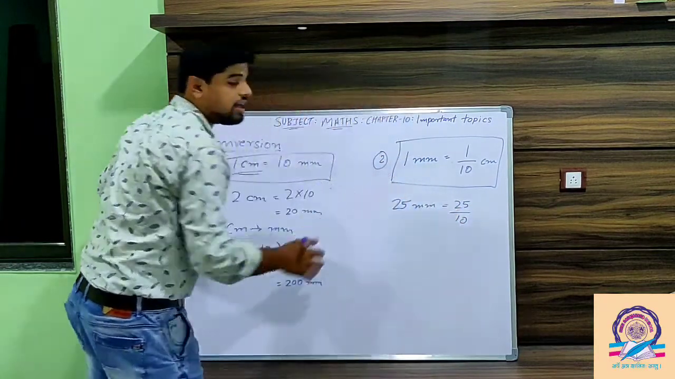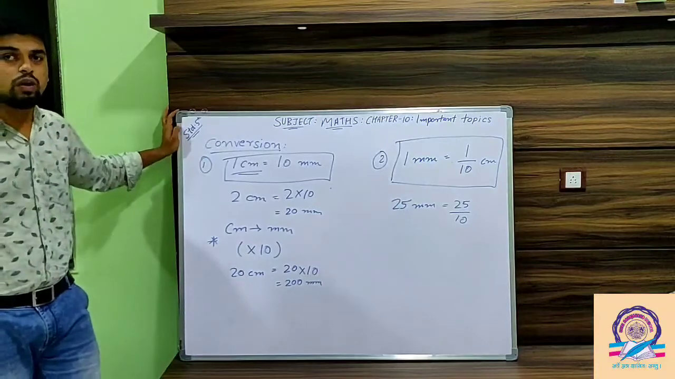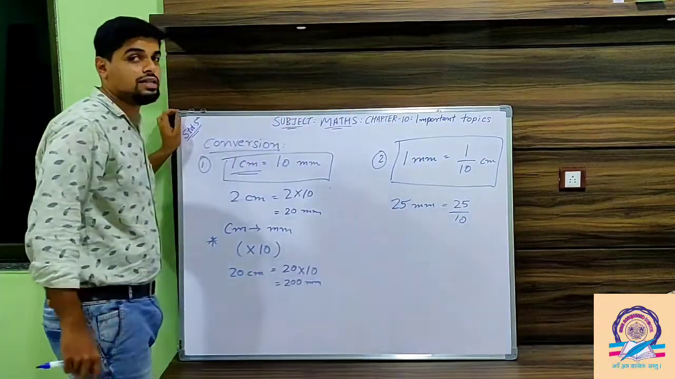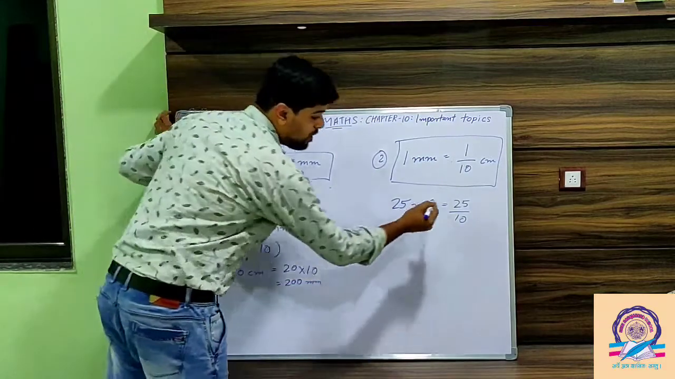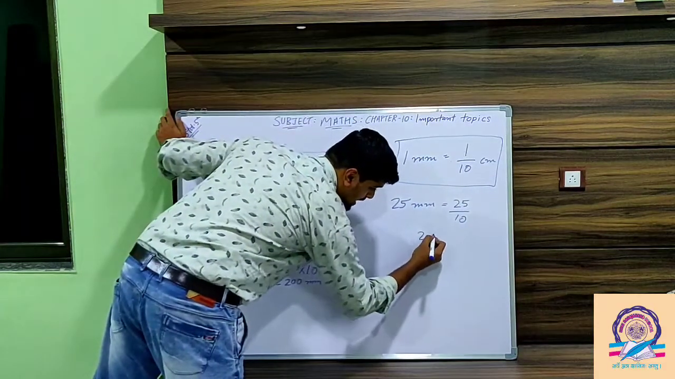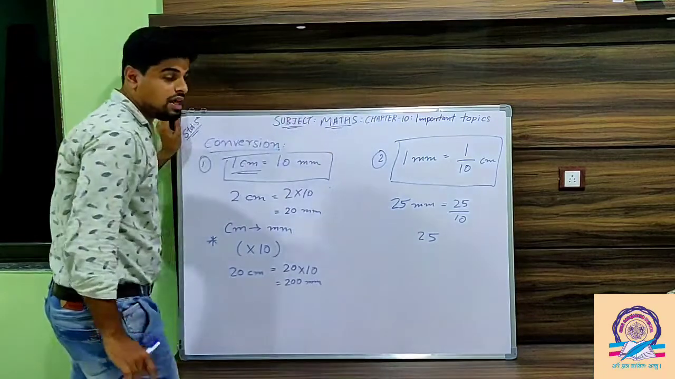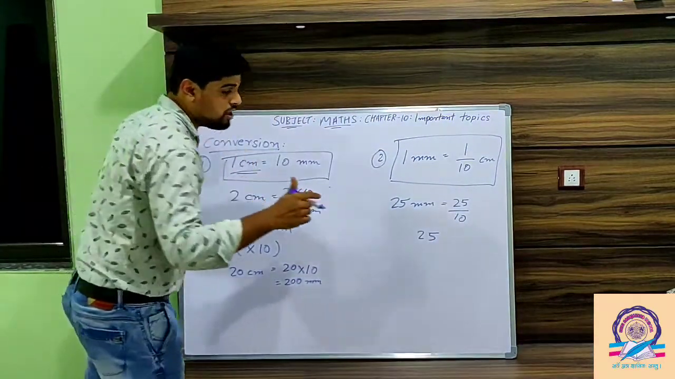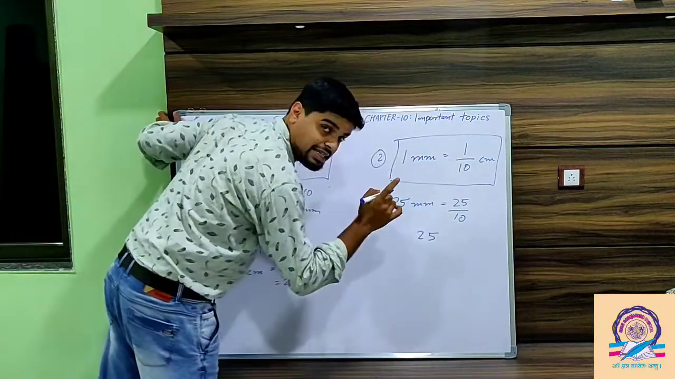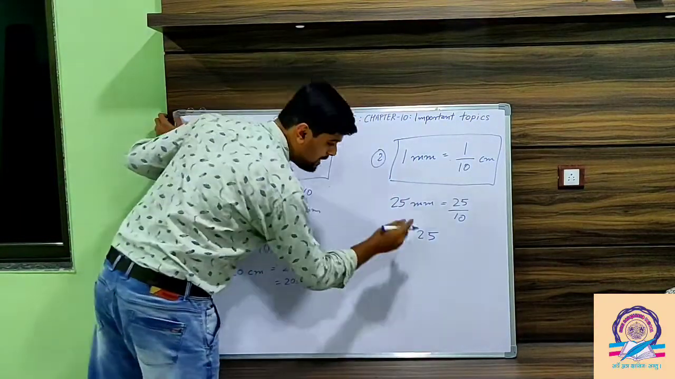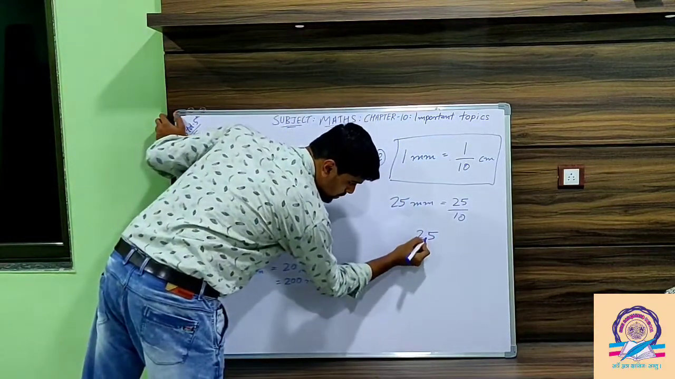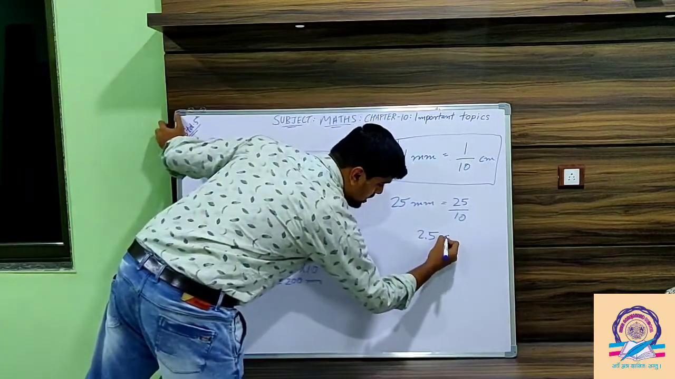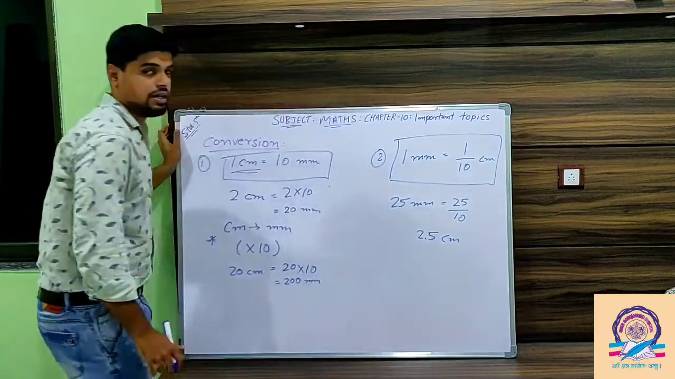We have recently learned how to convert any given fraction of tens and hundreds into decimal point. So we write the numerator as it is, then we count the number of 0s. Here the number of 0 is only 1, so we have to put the decimal point before 1 digit. 5 is 1 digit, so we put the decimal point here. So our answer is 2.5 centimeter.